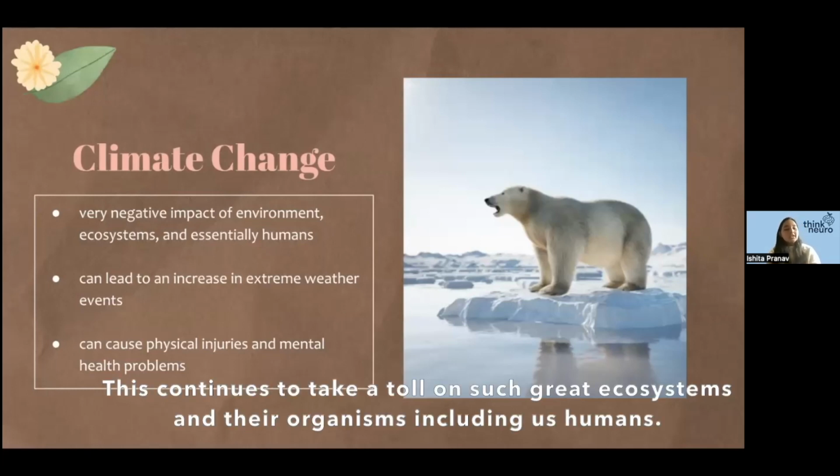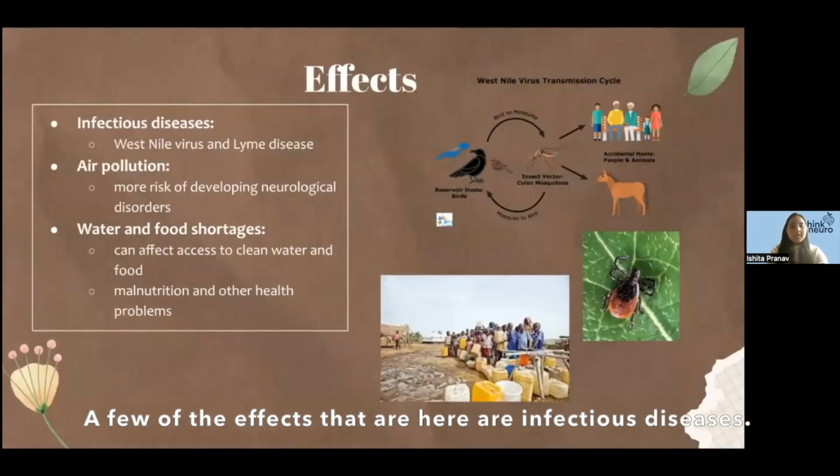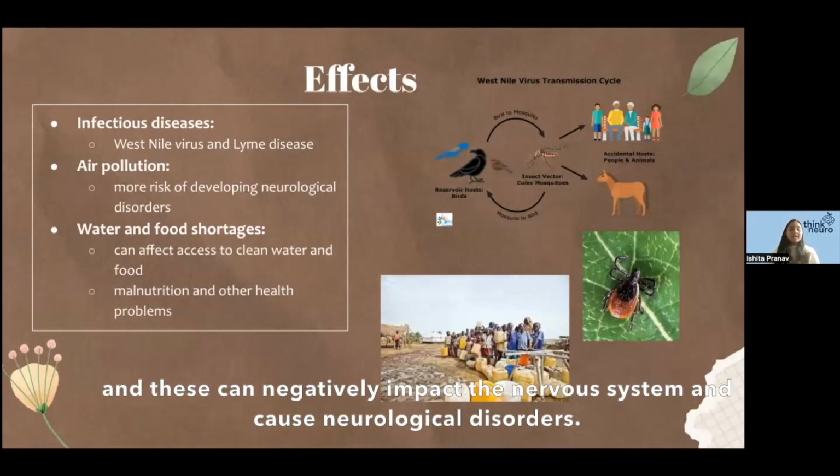This continues to take a toll on such great ecosystems and their organisms, including us humans. It can lead to an increase in extreme weather events, which can cause physical injuries and mental health problems. A few of the effects that are here are infectious diseases. Climate change can lead to the spread of infectious diseases such as West Nile virus and Lyme disease, and these can negatively impact the nervous system and cause neurological disorders.